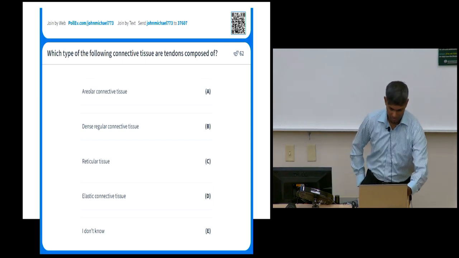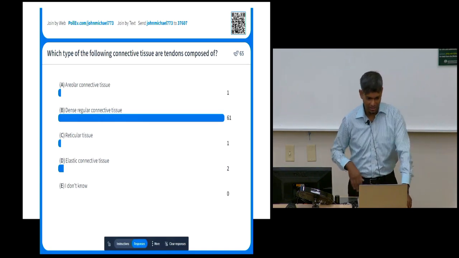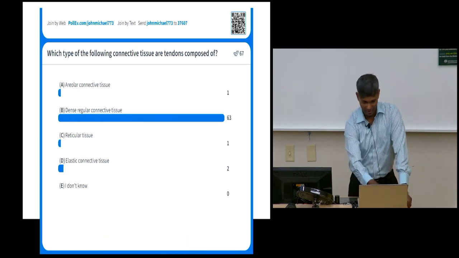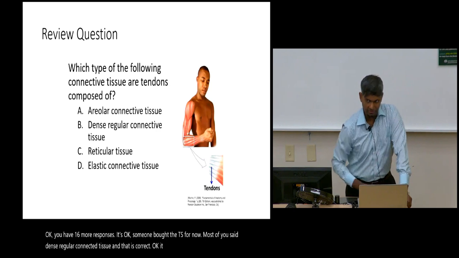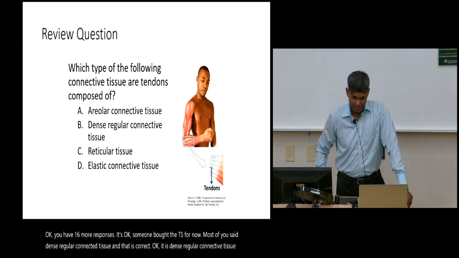Okay, we have 61 responses. It's okay. I won't bother the TAs for now. Okay, most of you said dense regular connective tissue, and that is correct. It is dense regular connective tissue which makes up tendons.